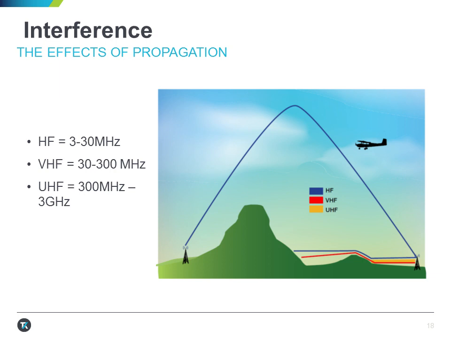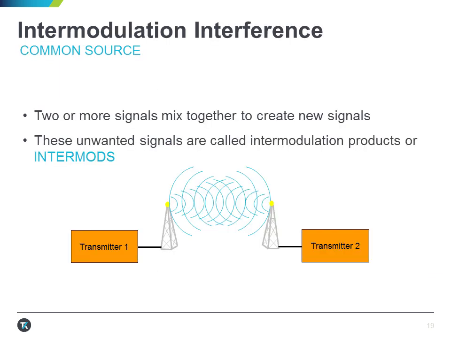Intermodulation interference is probably one of the most complex sources of interference that we have today. The challenge with intermodulation interference is that we have two or more signals that mix together to create other products, and these other products can land on victim receivers. We call this mixing intermodulation, or intermod for short.